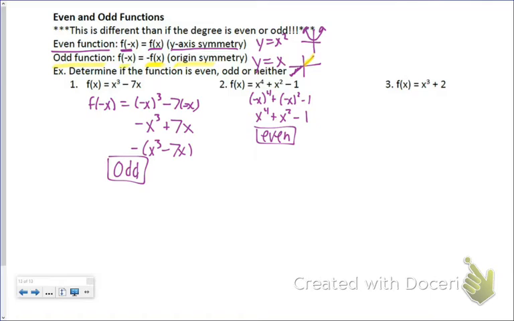But a function does not necessarily have to be odd or even. So let's look at this last one. If I replace x with negative x, a negative times negative times negative is negative. But this is not the exact same as the original, and it's not every single sign different. Because if I factor out that negative, the inside is not the same as the original. So this function is actually neither even nor odd.